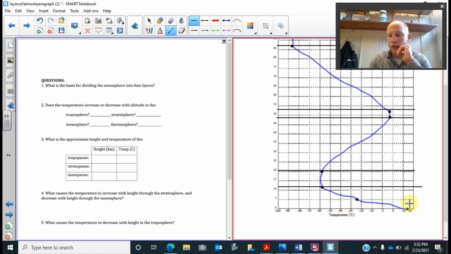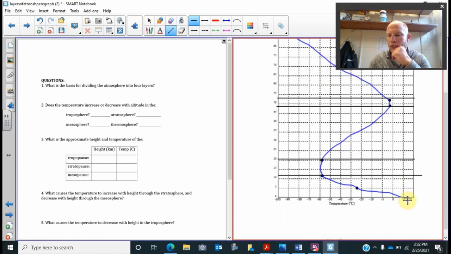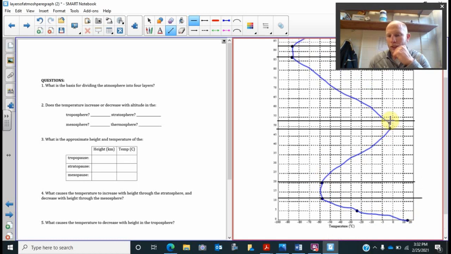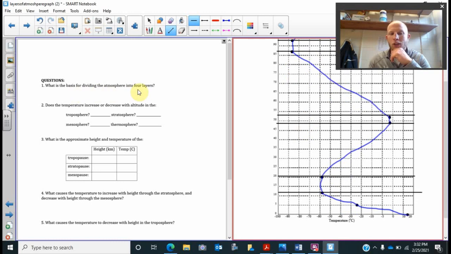Number one says, what's the basis for dividing the atmosphere into 4 layers? 1, 2, 3, and 4. We divide these by how the temperature changes. As we go up in the troposphere, we're cooling down. The next layer, as we go up, we heat up. The next layer, as we go up, we cool down. Then as we go up, we heat up. So it's because of the changing temperatures that we divide the atmosphere into 4 layers.